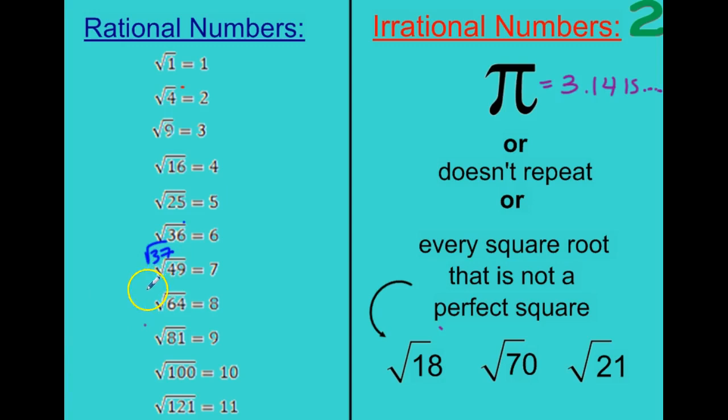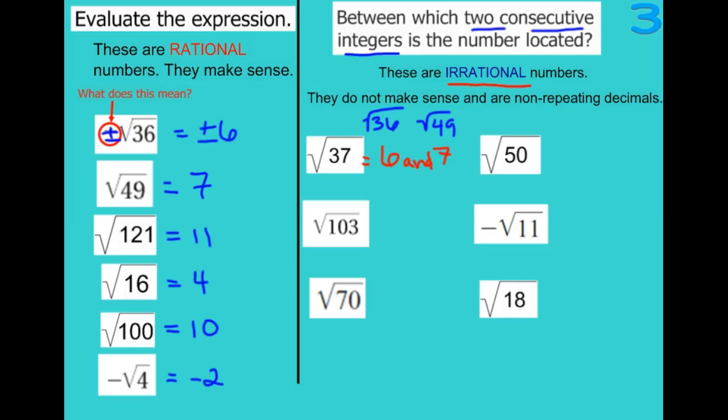The square root of 50 is our next problem. The square root of 50 would be really close to 49. It's a little bit bigger though, so it's between 49 and 64. So it's between the square root of 49 and the square root of 64. Well, 7 times 7 is 49, and 8 times 8 is 64. So our answer would be between 7 and 8 if we were to plug that in our calculator.